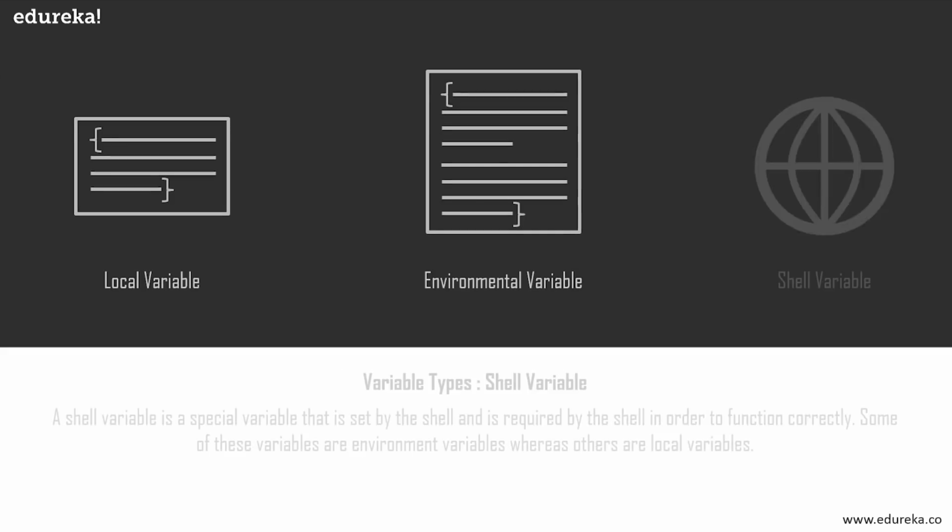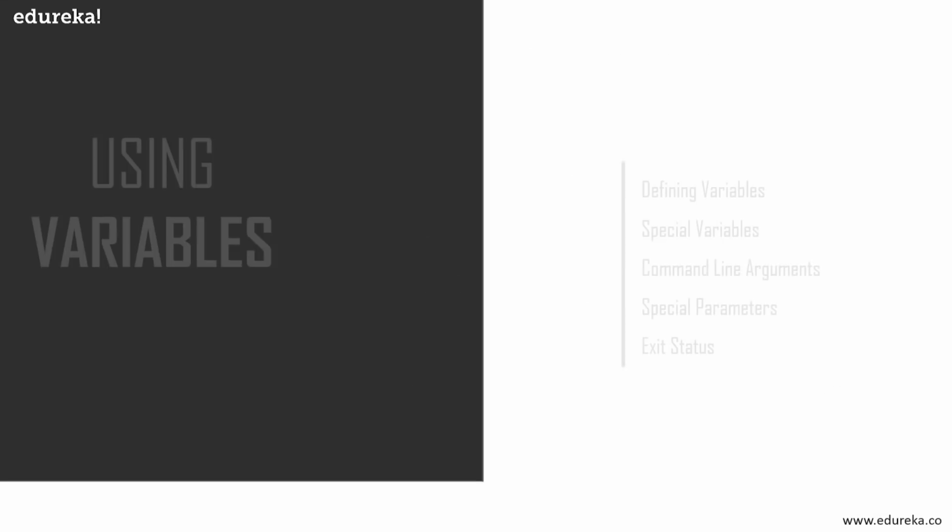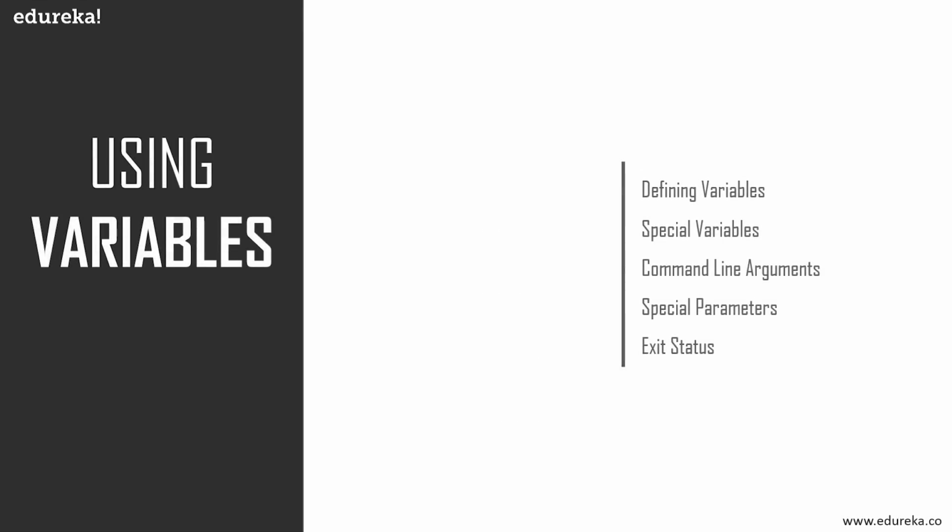And finally, we have the shell variables, which can be compared to the global variable if you're into any other kind of programming. A shell variable is a special variable that is set by the shell and is required by the shell in order to function correctly. Now, some of these variables are environment variables while others are local variables. It can be any of these. Now, to see how we can implement these variables, we are going to move on to the shell.